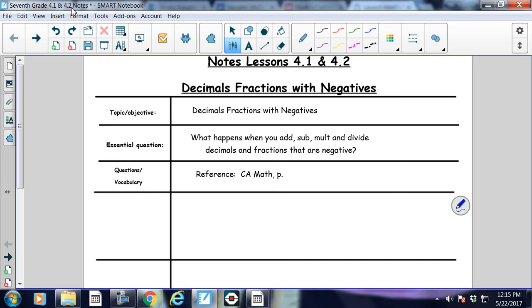So you have your Cornell note form there. This isn't the exact same format as your Cornell note form, but it's very, very close. So all the information's there. Topic objective is decimals. I should have written decimals and fractions with negatives. The essential question is, what happens when you add, subtract, multiply, and divide decimals and fractions that are negative? That's the essential question for the whole chapter.